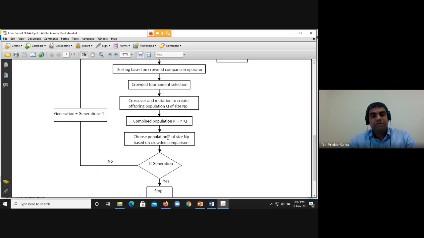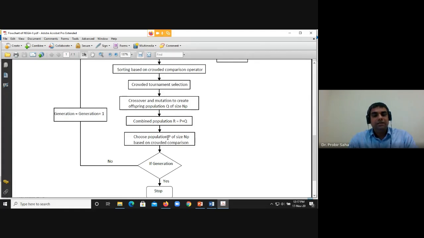From the first front you choose each and every solution, and then from the second front you add it up, and the third front you add it up, until P plus Q is converted into P only. But there might be a possibility that for a particular rank, suppose you need only 10 solutions, but there are 15 solutions there. So I have to discard these 5 solutions because I want P solutions only.